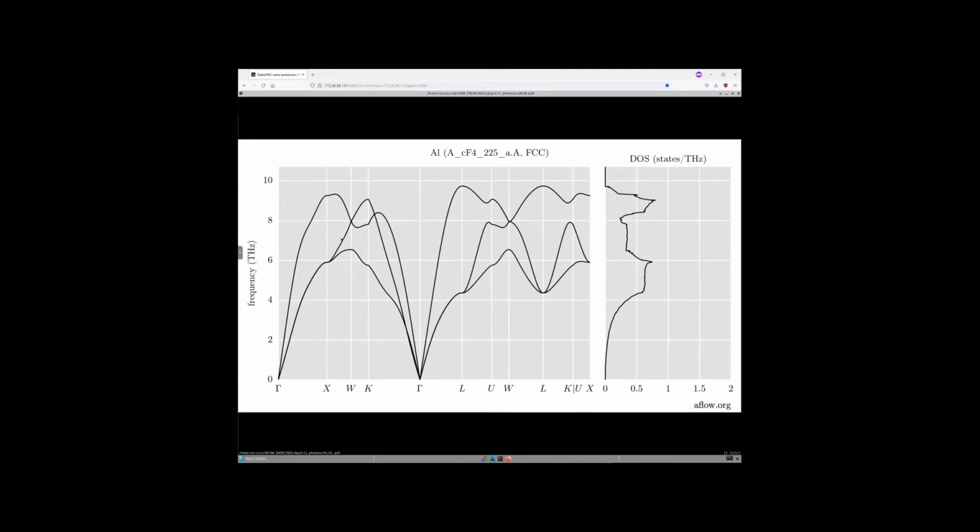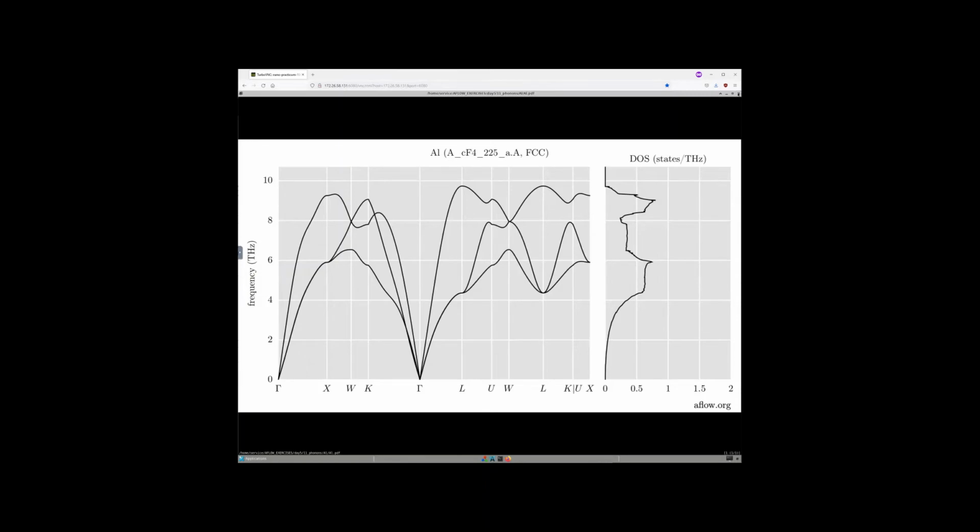So we have 1, 2, and 3. And that's exactly what we would expect, because aluminum with only 1 atom has 3 degrees of freedom. So the number of branches is always 3 times the number of atoms in your system. If you have more, something went really, really wrong. If you have less, then you probably have degeneracies.